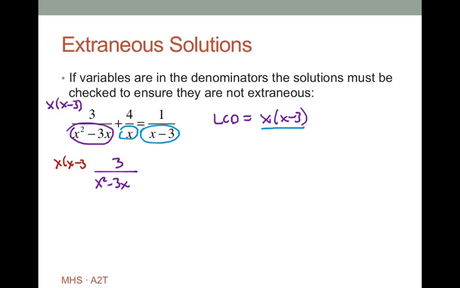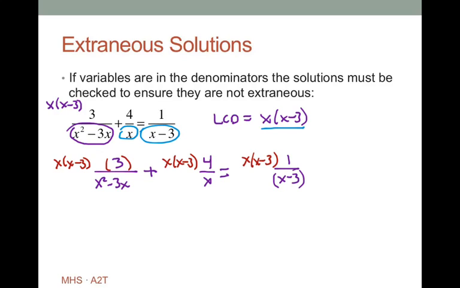All right, so x times (x minus 3) times 3 over x squared minus 3x, and then we're going to go x times (x minus 3) times 4 over x, and then x times (x minus 3) times 1 over (x minus 3). So when we're solving these rational equations, we're going to multiply by whatever our least common denominator is, and then we'll go ahead and cancel what we can and simplify.